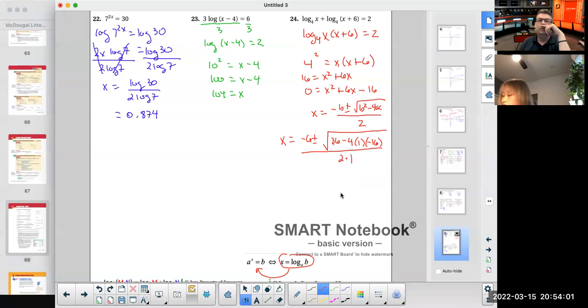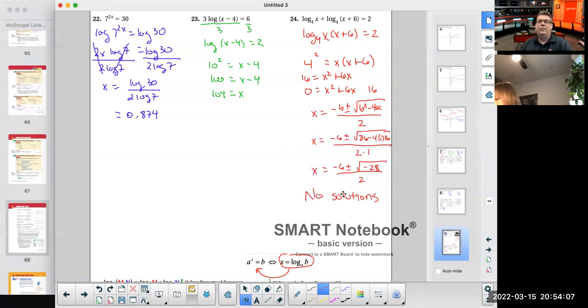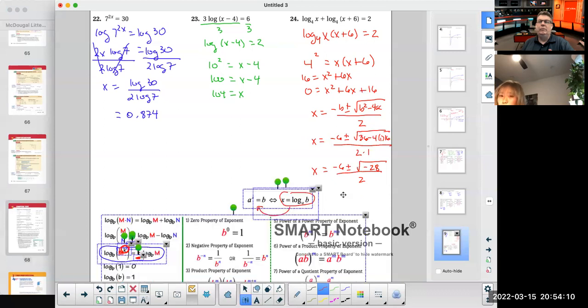Wait, can't you just factor it? Isn't it? Now you can. Yep, 8 and 2, now that it's minus. Is it just x equals 2?